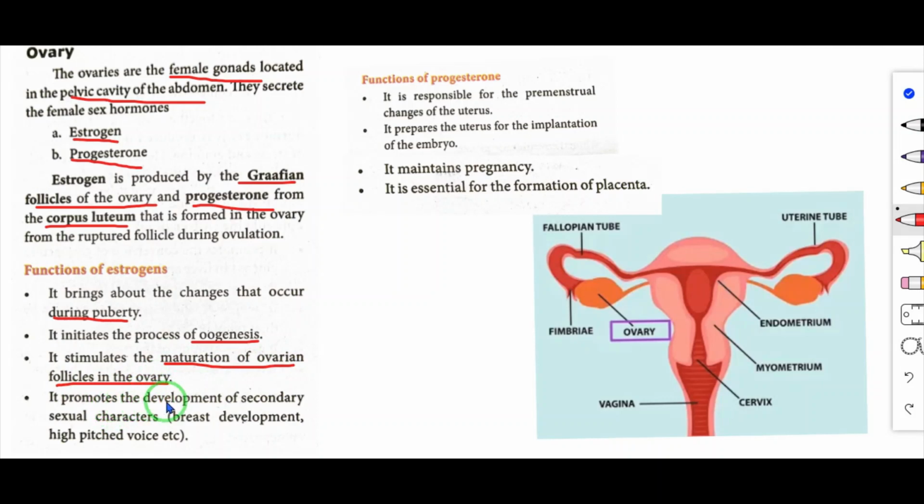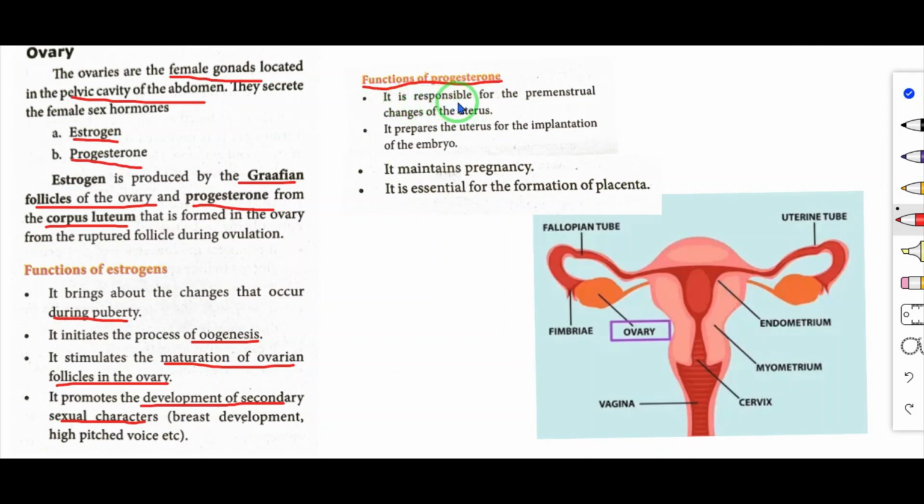Then it promotes the development of secondary sexual characters. What are the secondary sexual characters? That is breast development, high pitch voice, etc. These are the functions of estrogens: changes during puberty, initiating oogenesis, stimulating maturation of ovarian follicles, and promoting development of secondary sexual characters. Now let's see the functions of progesterone.